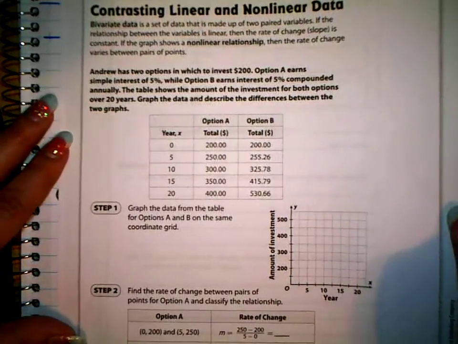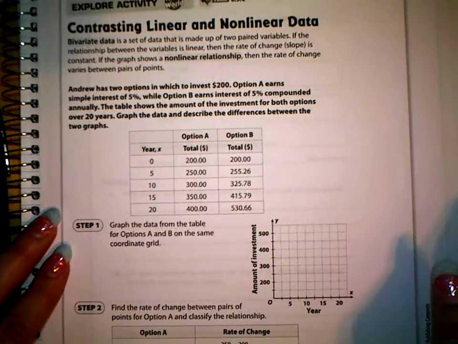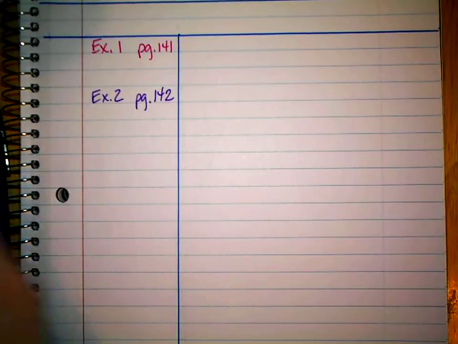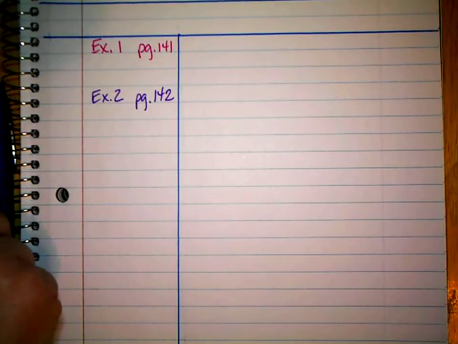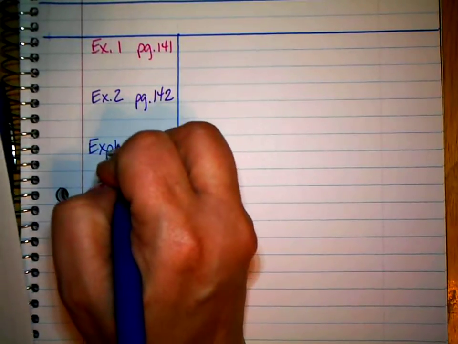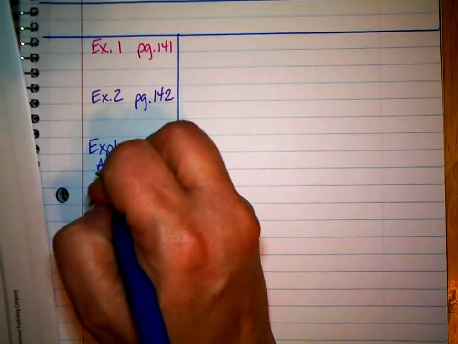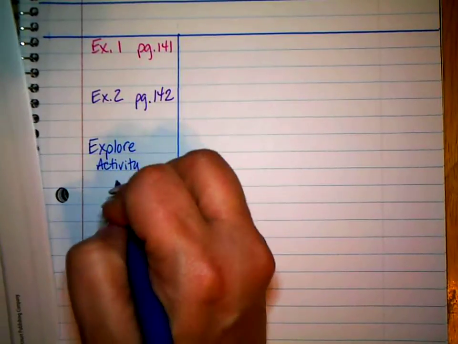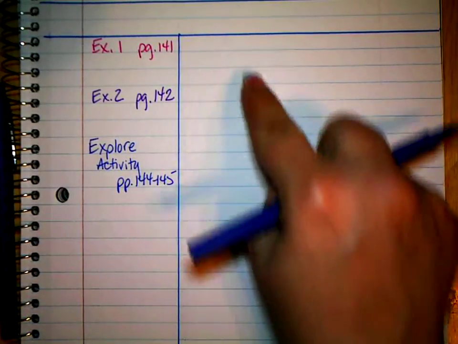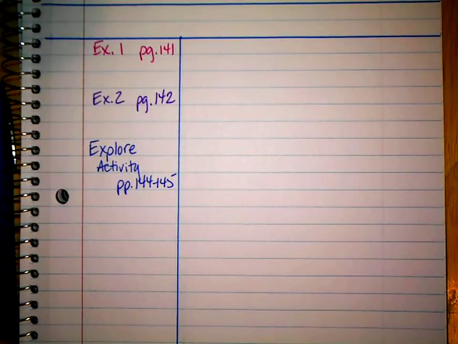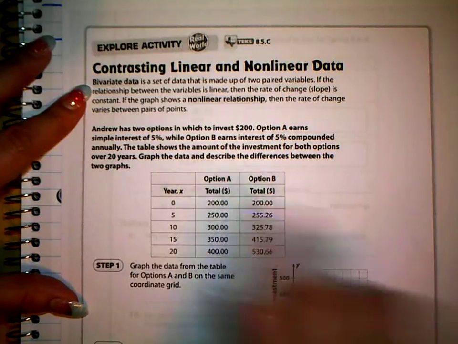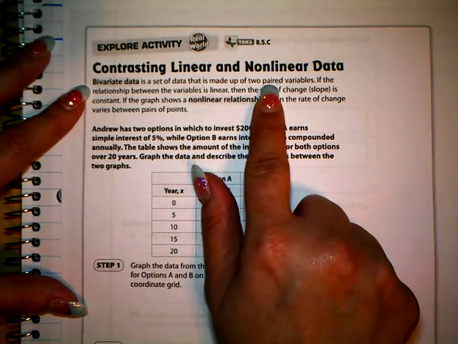Now we need to really look at bivariate data, and we're going to do that by doing the Explore activity on pages 144 and 145. So let me write that one down. Now, understand you can add notes in here if you need to, if you want to book pages, and that should be helping you. Bivariate data is a set of data that is made up of 2 paired variables.